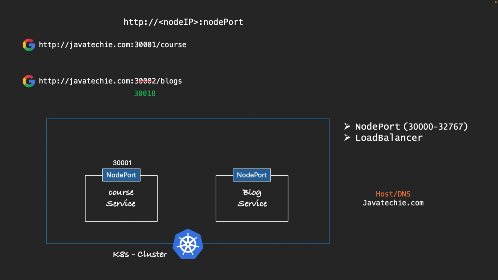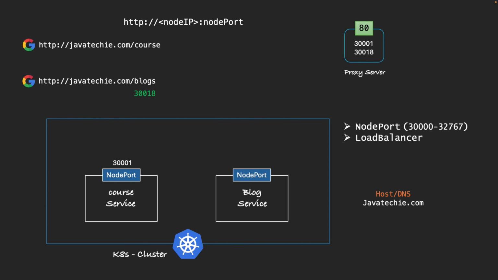We can set up a proxy server to route all the traffic through port 80. Now the user can directly access it using the DNS name. To access the course service, you can give javatechie.com/course, because the node port is mapped to the proxy server with port 80. Similarly, to access the blog service, you can just pass javatechie.com/blogs. That's great. In fact, we are expecting to do the same, but it seems an extra setup or workload for a developer, isn't it?